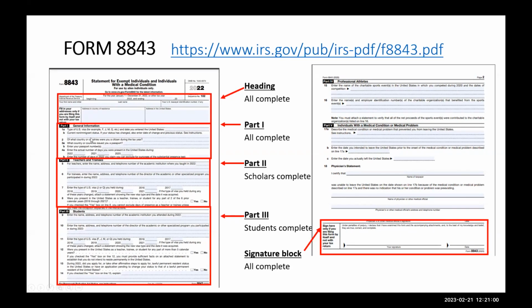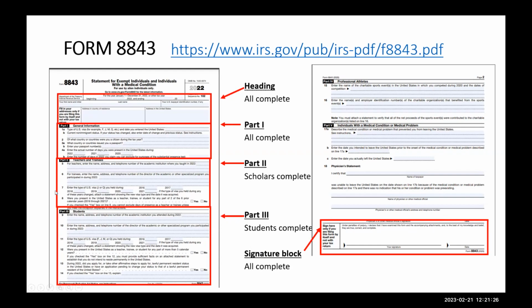And again, you can download it from this hyperlink up here to the IRS website. And this is what it looks like. It's a 2-page form. And then there are instructions as well, which I didn't include on this screenshot, but they follow on pages 3 and 4 of this form that you can download at this hyperlink. So basically, a quick overview. There's this heading section, which all of you will need to complete. And then there's part 1, which everyone completes, general information.